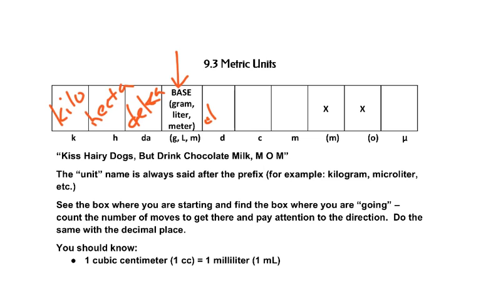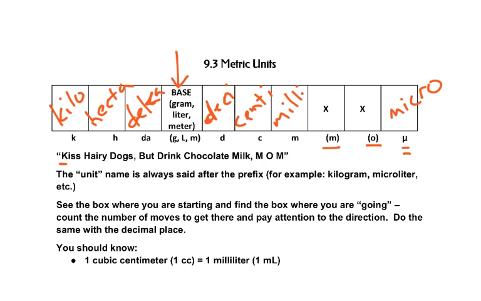Smaller than the base, we would start with deci, D-E-C-I, and then centi, C-E-N-T-I, and then milli. And then there are these two smaller ones that we don't really use, but in medicine often, this one clear at the end, in science, we use the micro, and this is a Greek letter. Mu is the name of the Greek letter, but it stands for micro.